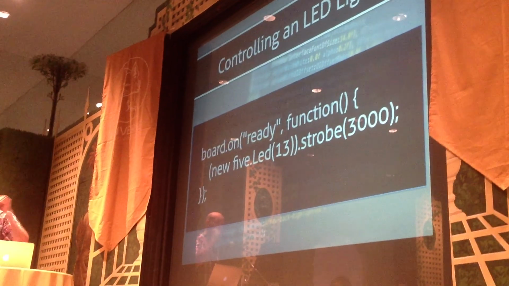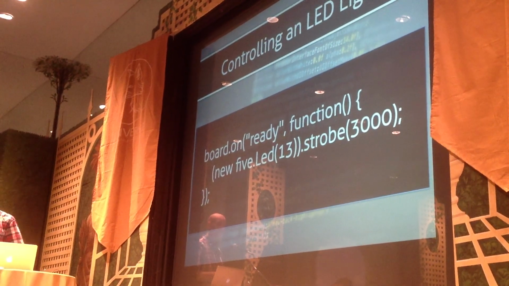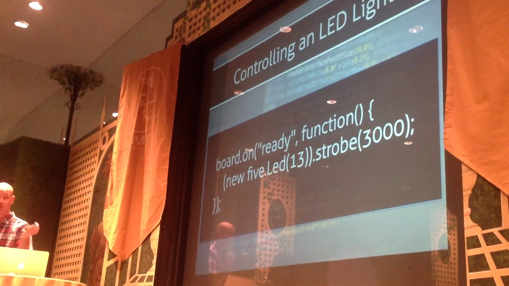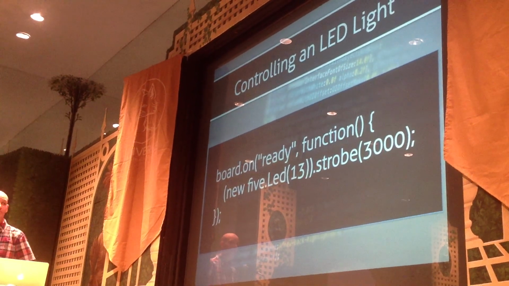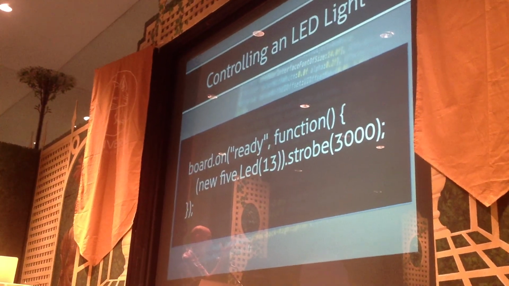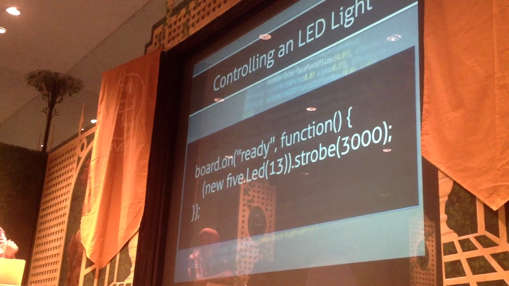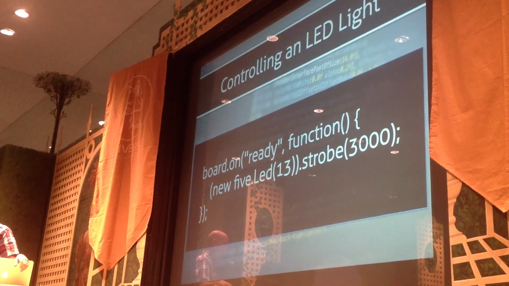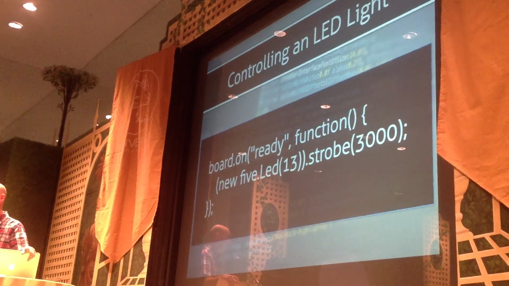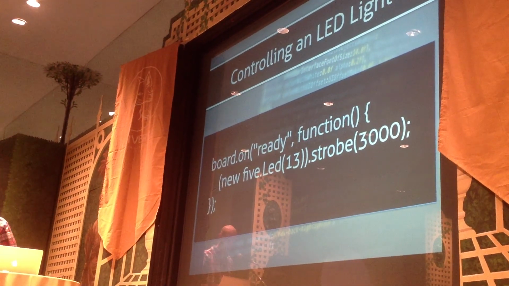So the way that you actually work with this is when the board's ready, all you need to do is say new five, which references Johnny5.led, set the pin that the LED is actually on, so 13 or whatever it might be, and then you set it to strobe, so it's basically turning the light on and off, so high mode to low mode, and do that every 3 seconds. So the LED pin should flash every 3 seconds, on then off.